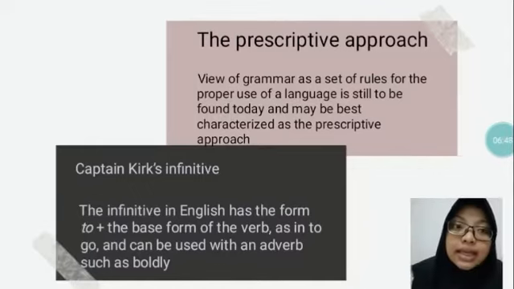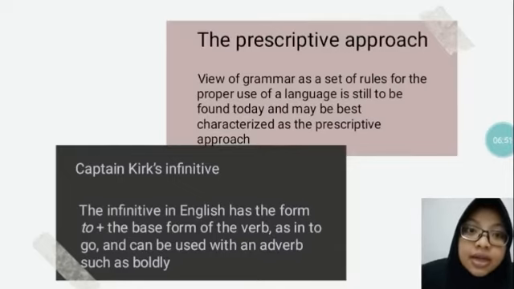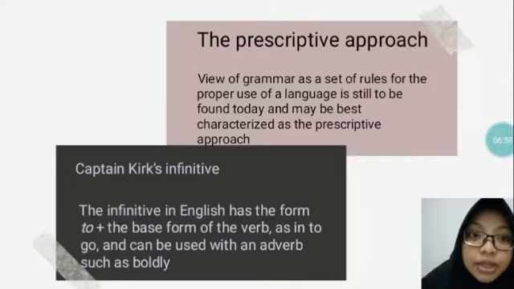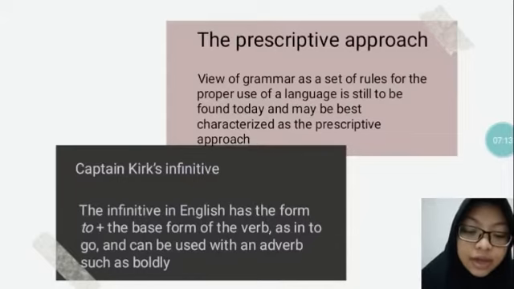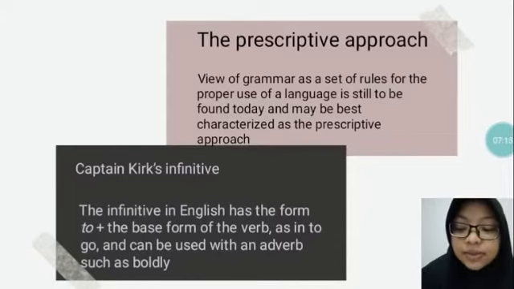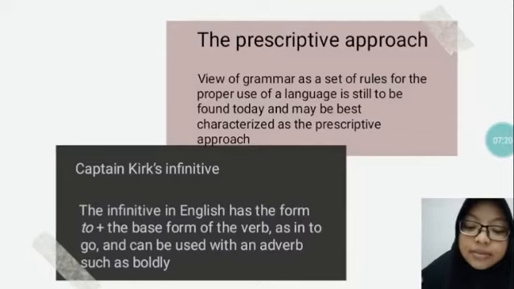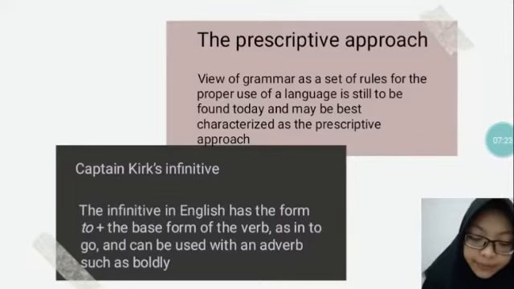Okay, next is the Captain Kirk infinitive. The infinitive in English has the form to plus the base form of the verb, as in to go, and can be used with an adverb such as boldly. Captain Kirk always used the expression to boldly go. This is an example of a split infinitive.